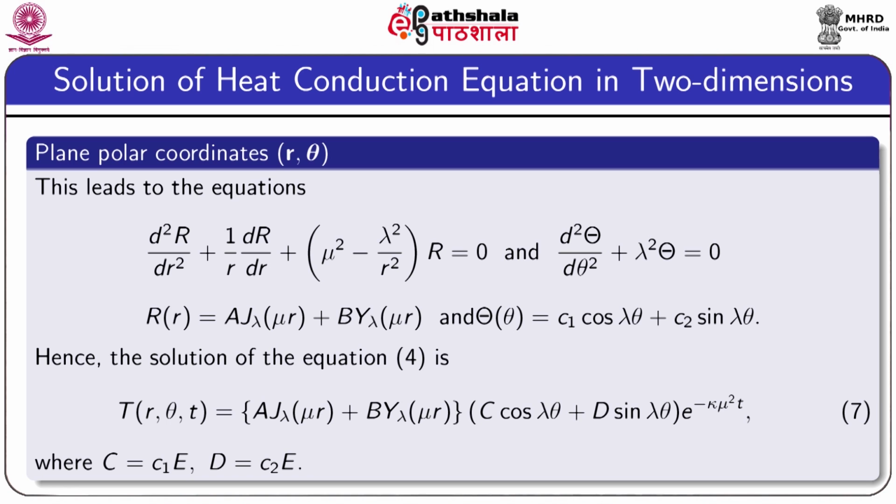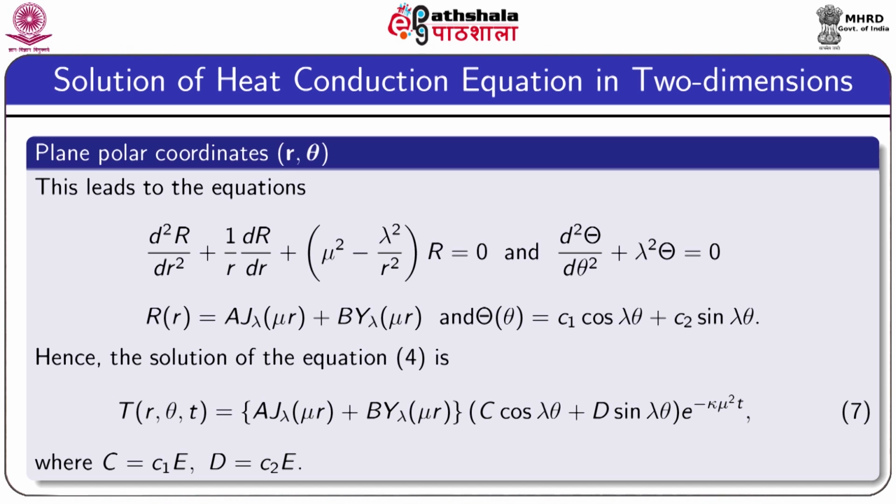The solution of the theta equation is written here: C1 cos lambda theta plus C2 sin lambda theta. If you observe the capital R equation, this is the famous Bessel's equation of order lambda. So, the solution can be written as capital R equals A J lambda mu r plus B Y lambda mu r, where J and Y are Bessel's functions of the first kind and second kind respectively.